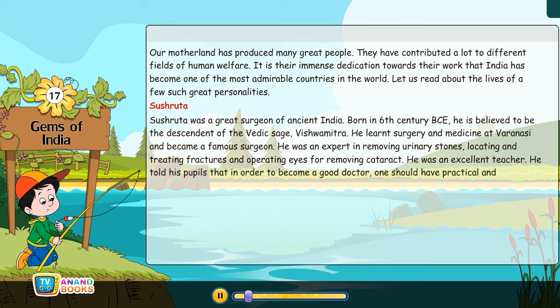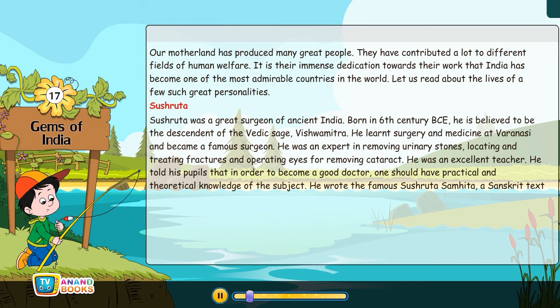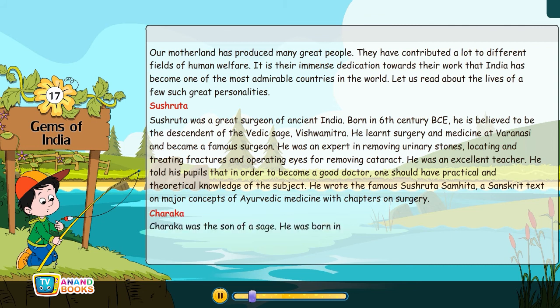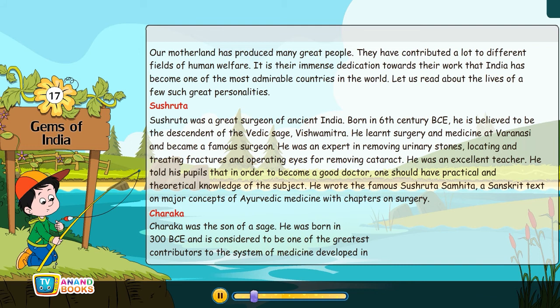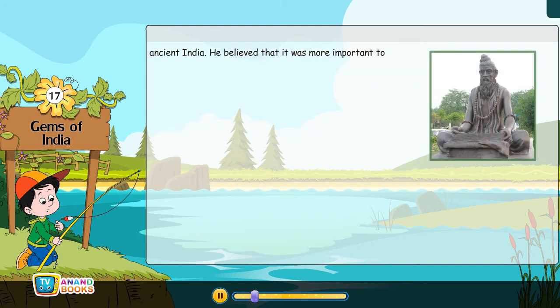He told his pupils that in order to become a good doctor, one should have practical and theoretical knowledge of the subject. He wrote the famous Sushruta Samhita, a Sanskrit text on major concepts of Ayurvedic medicines with chapters on surgery. Charaka. Charaka was the son of a sage. He was born in 300 BCE and is considered to be one of the greatest contributors to the system of medicine developed in ancient India.